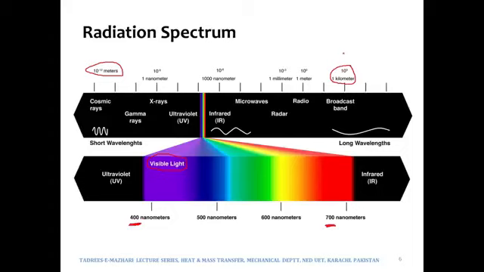For example, if there is a body at, let's say, 30 or 40 degrees Celsius, it might only be emitting a little bit in the infrared band. But if the temperature of the body is, let's say, 1000 degrees Celsius or 1500 degrees Celsius, then it would be emitting in a larger, broader band. So the type of radiation emitted in fact depends upon the temperature of the body.